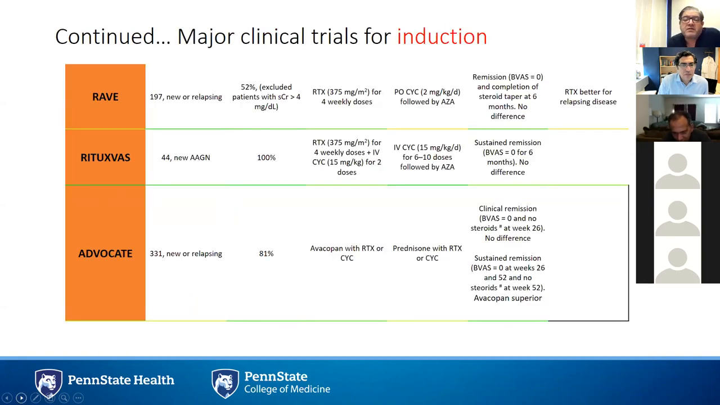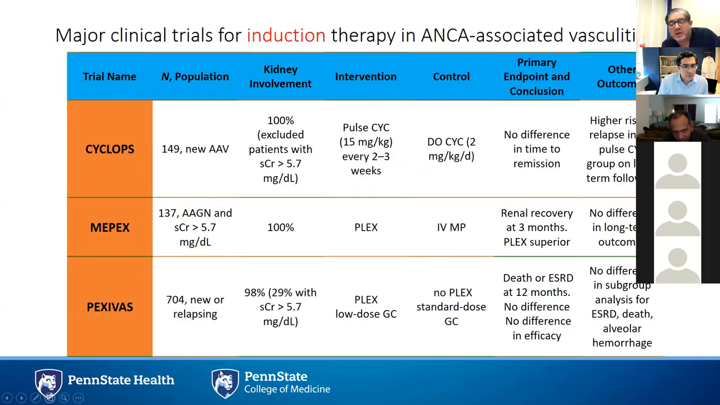So in PEXIVAS, there were four groups. The N was 7. I just pulled up my presentation. I'm not going to share this slide, I'll just tell you. There was pulse steroids. The groups received either rituximab or cyclophosphamide, and then the four groups were plex, no plex, full dose steroids, and low dose steroids. So everybody either got rituximab induction or cyclophosphamide induction.